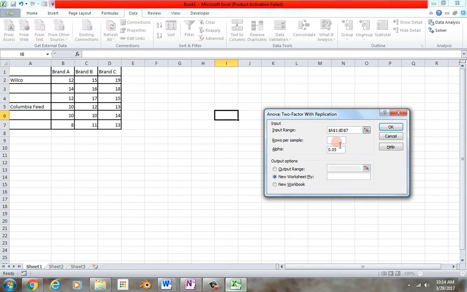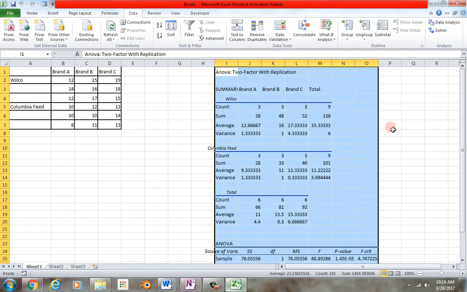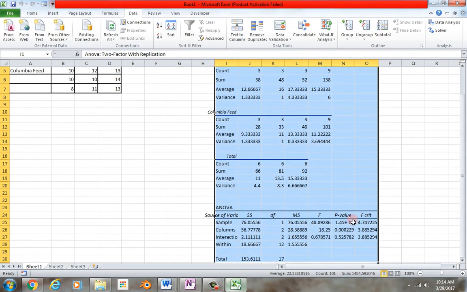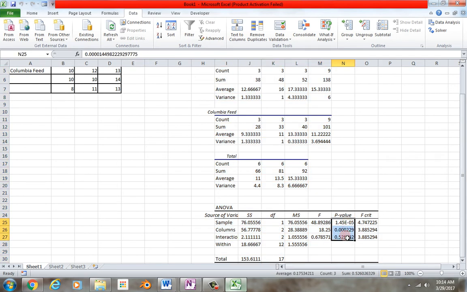There are three rows per sample. In other words, for Wilco, there were three different ones here: one, two, three, and then there's three for Columbia Feed. Okay? And then my output range, I'm just going to click over into here somewhere, so I'd like to see it on the same page. And voila. Oh my God, that's a lot of stuff. It is. But all you need to focus on are these guys right here.